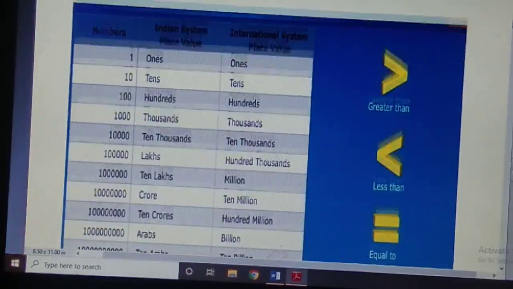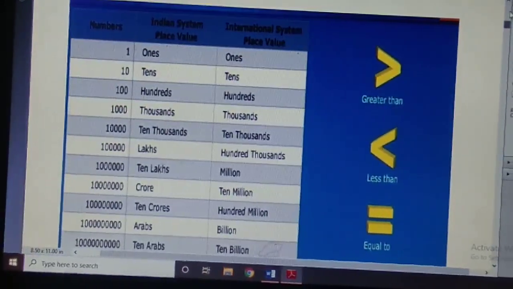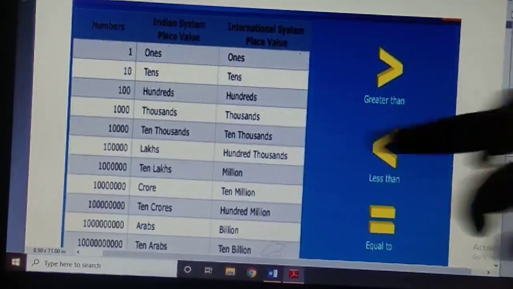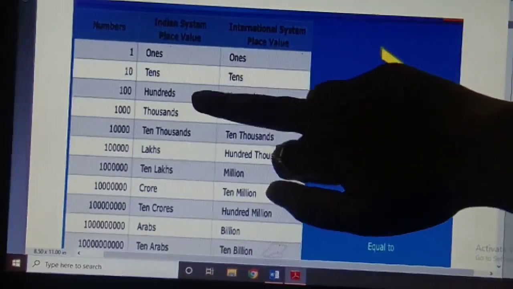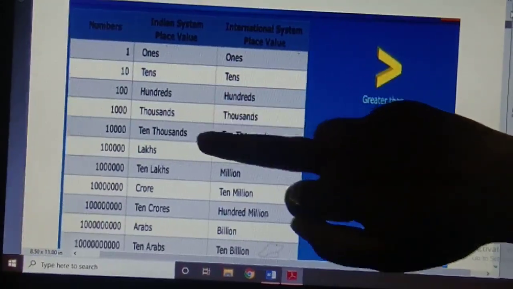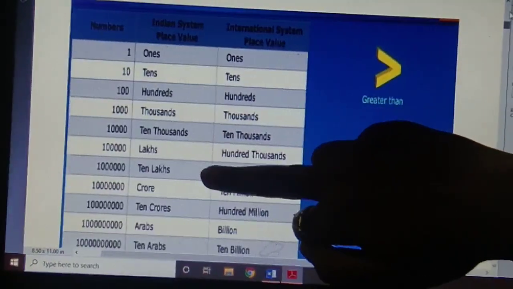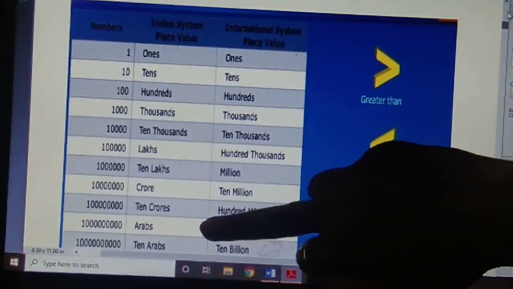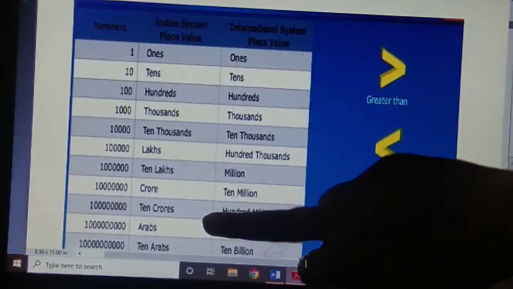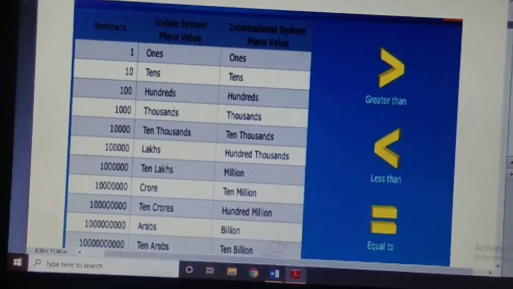Here you can see the Indian system and the international system. In the Indian system, ones, tens, hundreds, thousands, 10,000s, lakhs, 10 lakh, crore, 10 crore, arab and 10 arab. But in this chapter, we have to learn up to 10 crores.